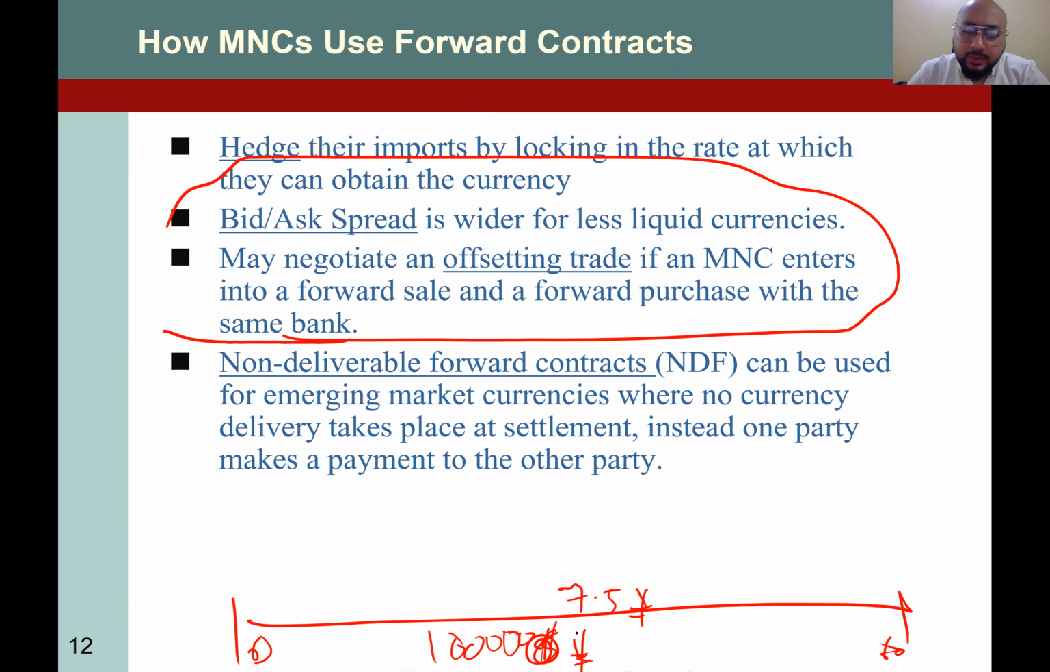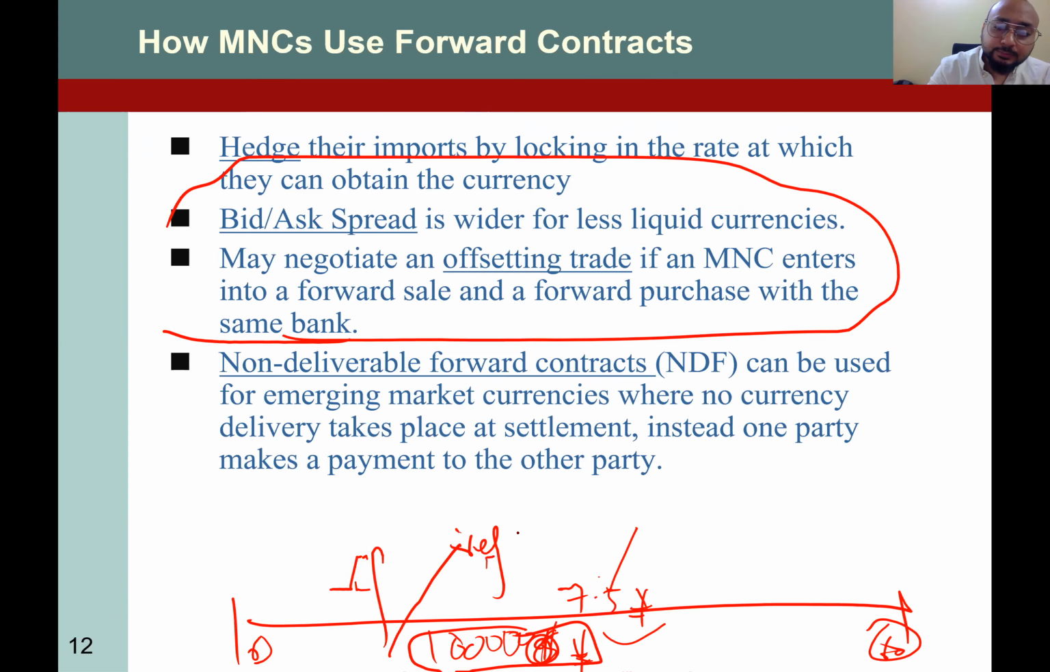So now the question is, what is a non-deliverable forward contract? So, 3 characteristics of a forward contract. Number 1, there must be an amount of currency, there must be a forward rate, there must be a time, right? But in a non-deliverable contract, this amount is a reference amount. Okay, this amount is a reference amount.